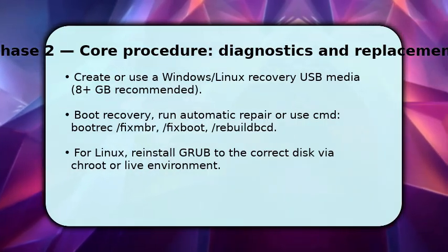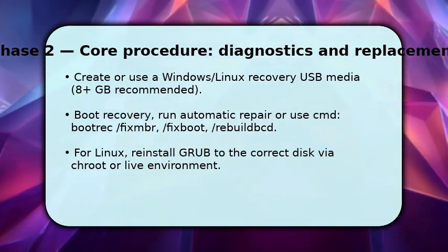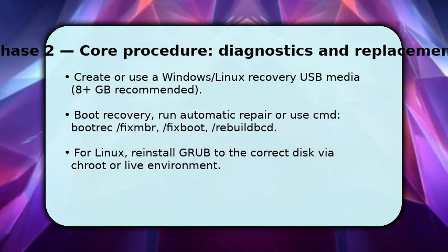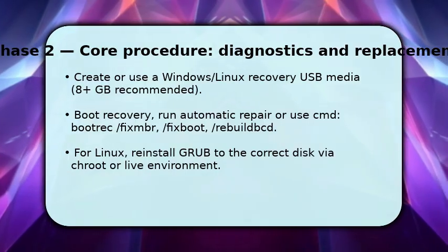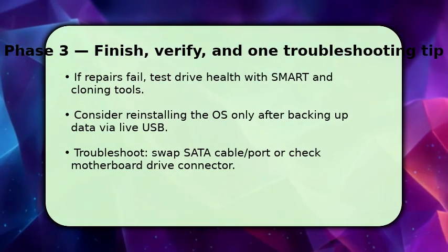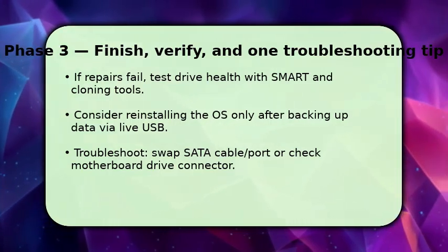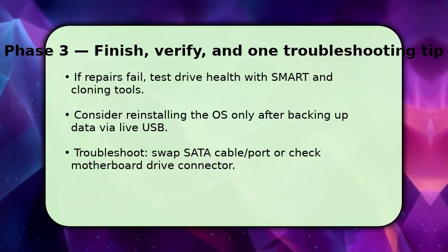For Linux, chroot into the installed system and reinstall GRUB to the correct disk so the kernel is discoverable at startup. Finally, verify success and mitigate recurrence. After repairs, reboot and confirm the OS loads consistently. Make sure recovery options and a restore point exist.